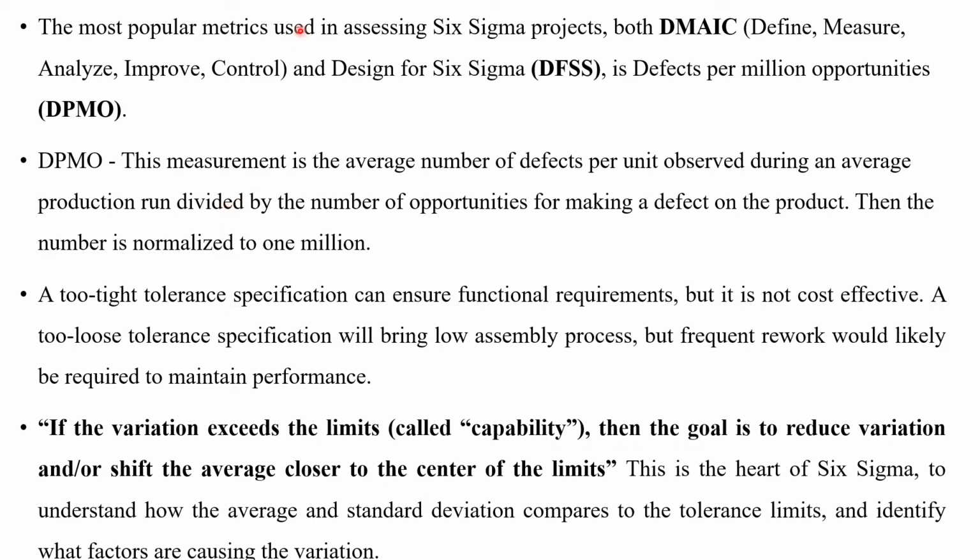Now we can see the most popular metric we use in Six Sigma projects, DMAIC and Design for Six Sigma. That is called defects per million opportunities. What does this mean? By using this measurement, we can calculate the number of defects per million components. That is the average number of defects per unit, and the number of opportunities for making a defect on the product. Then we normalize it to 1 million. This is called DPMO, defects per million opportunities.